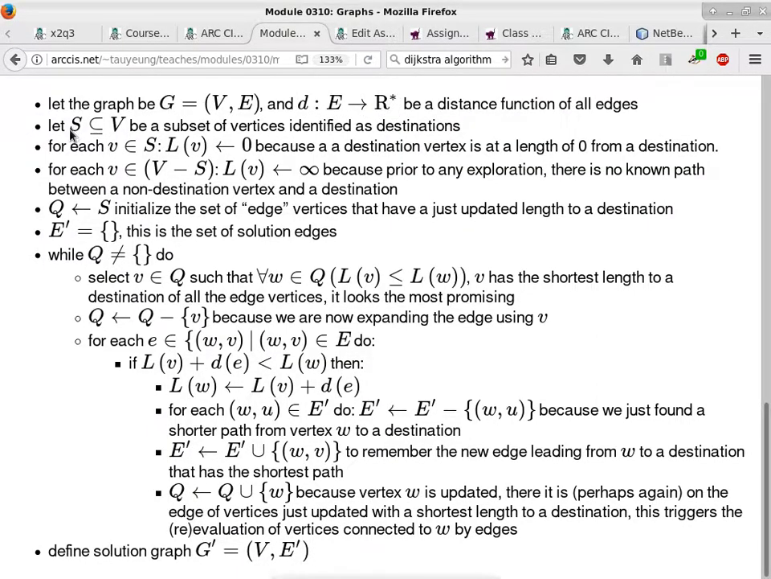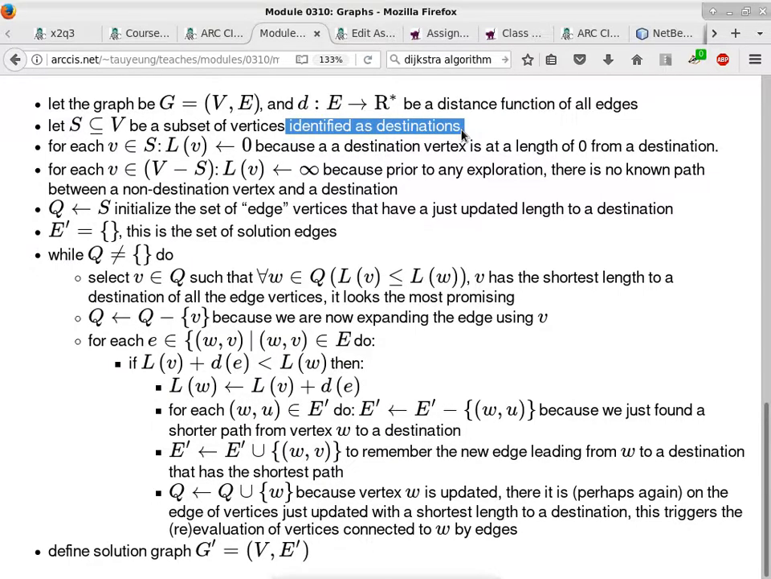We will use uppercase S as a subset of V. Typically it is a subset, but nothing says it cannot be the same thing as V, which means everything is a destination. But this is a subset of vertices identified as destinations. So typically you have at least one element in S. You may have a few, but not the entire V, okay? Because if you have the entire V being destinations, then it's trivial. Everything is a destination, there's no such thing as shortest path. Everything is already at a destination. So the problem becomes trivial. The algorithm will still, quote unquote, work, except it doesn't have anything to do.